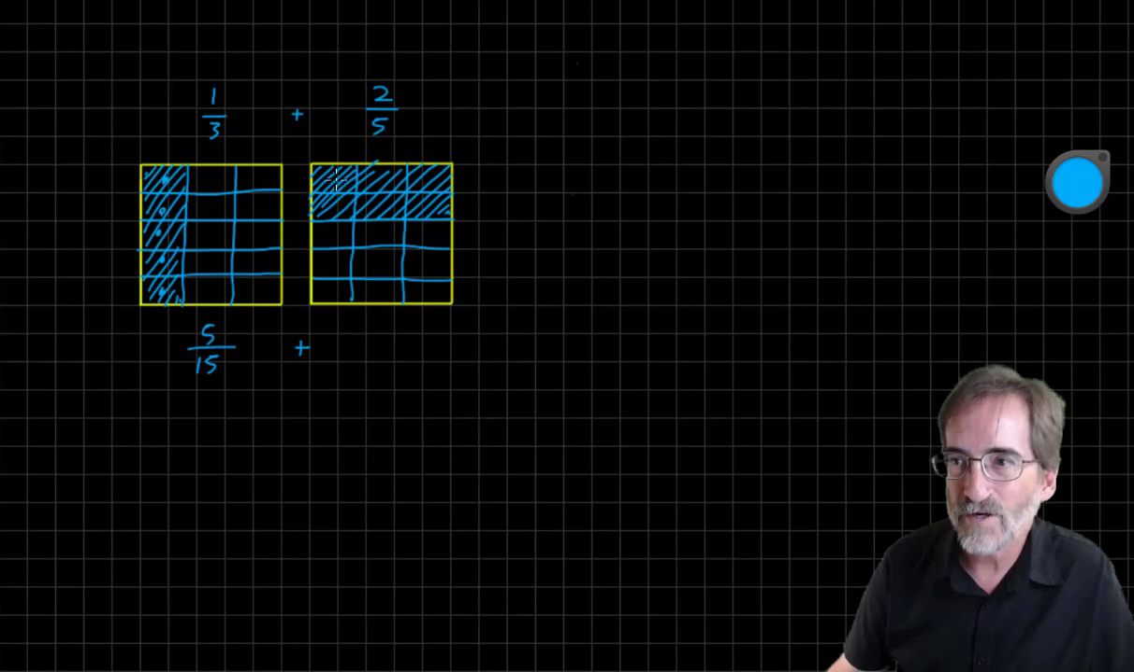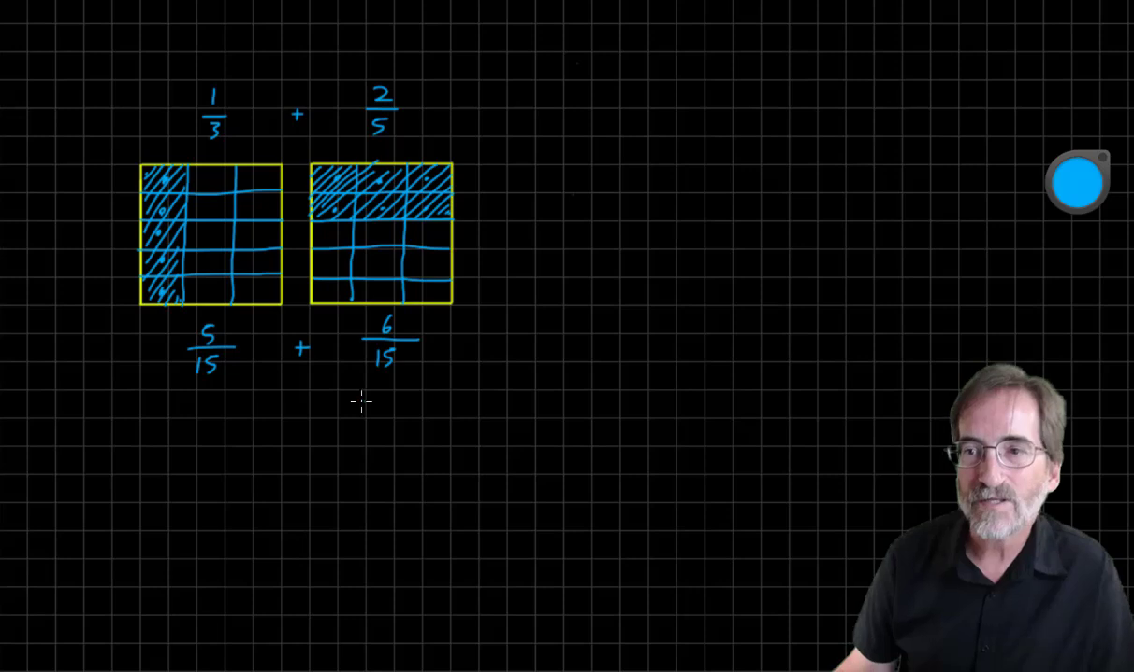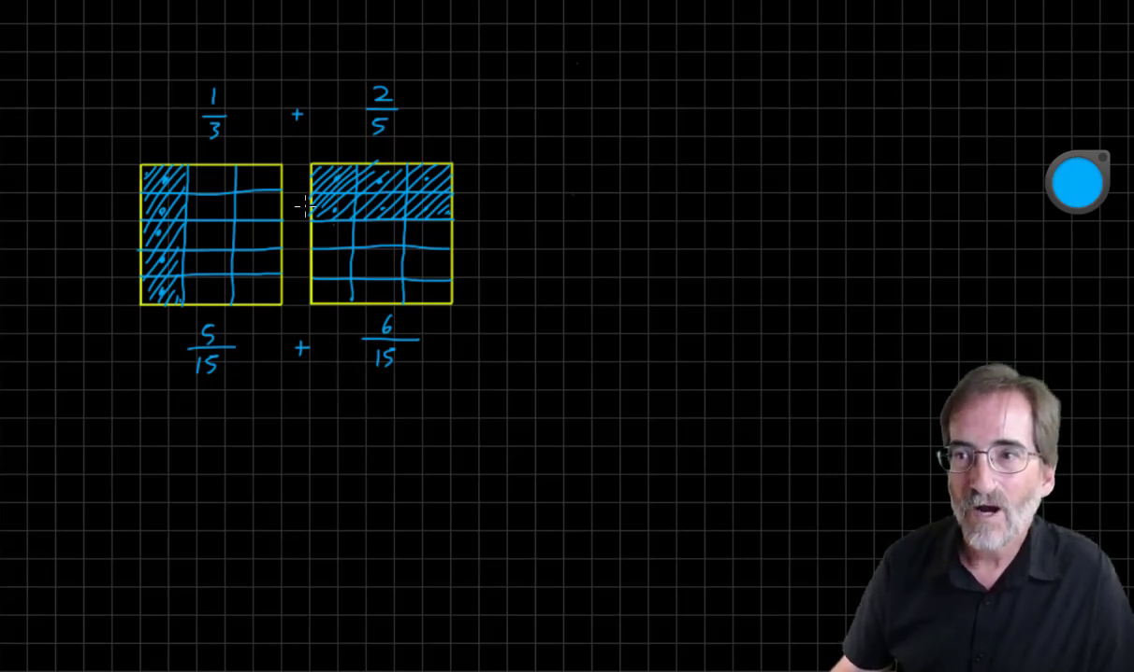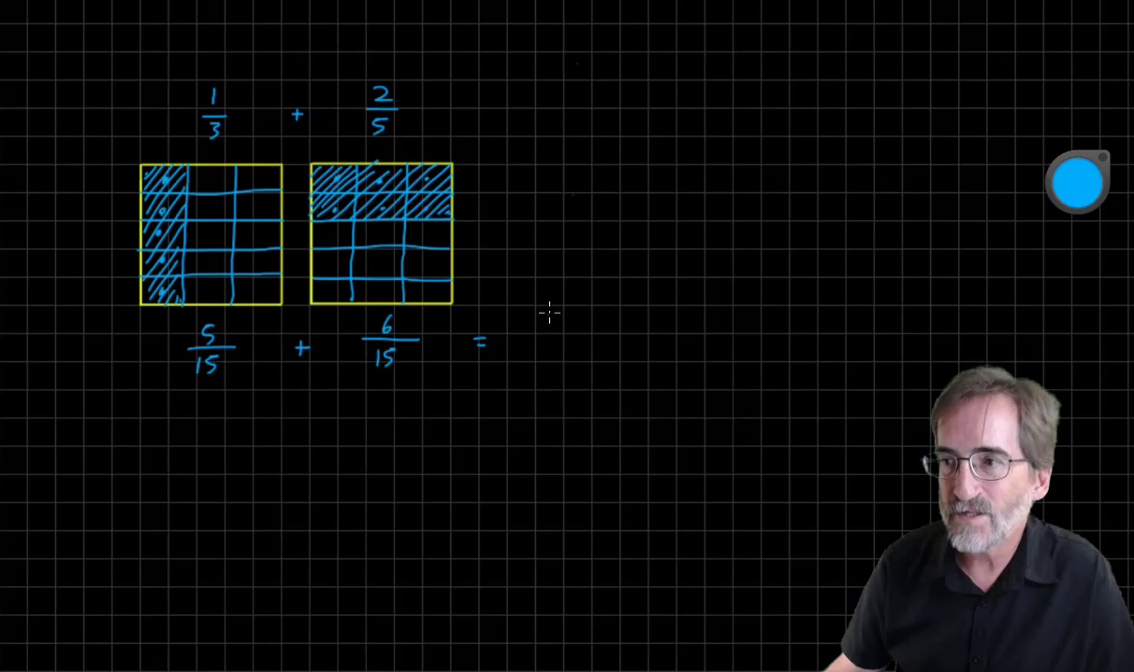2/5 can be represented as 15ths again, because if you count them, there are 15. The whole is divided into 15 equal parts. How many are shaded? 1, 2, 3, 4, 5, 6. 6/15ths. So 5/15ths plus 6/15ths. Now they are 15ths. So what is the answer to the question? 5/15ths and 6/15ths are 11/15ths.